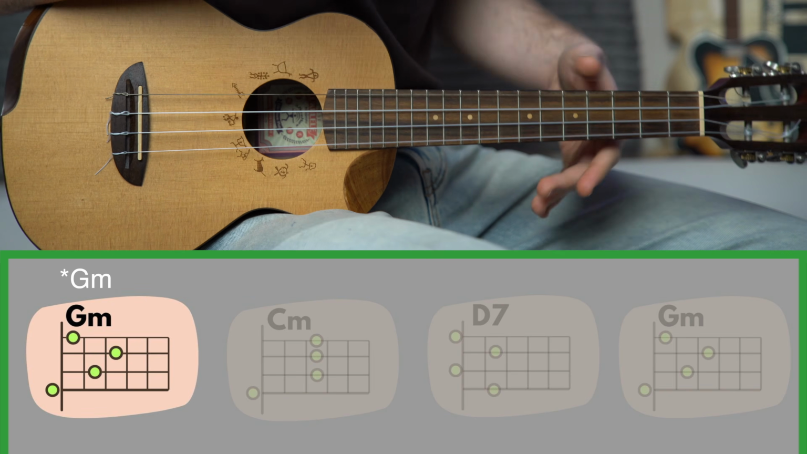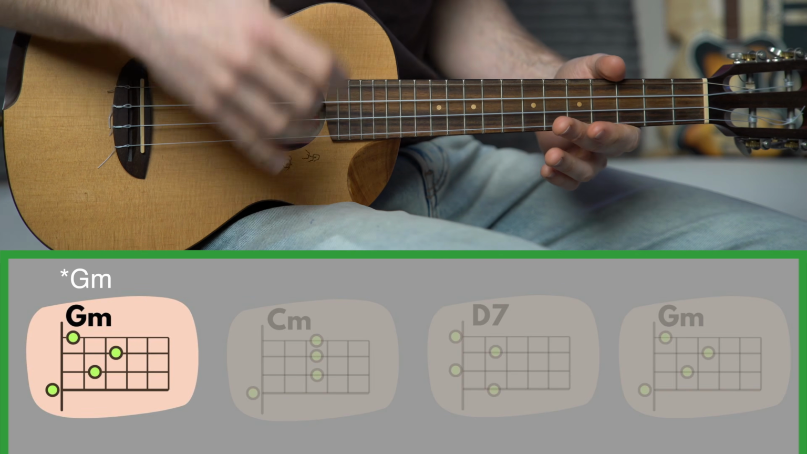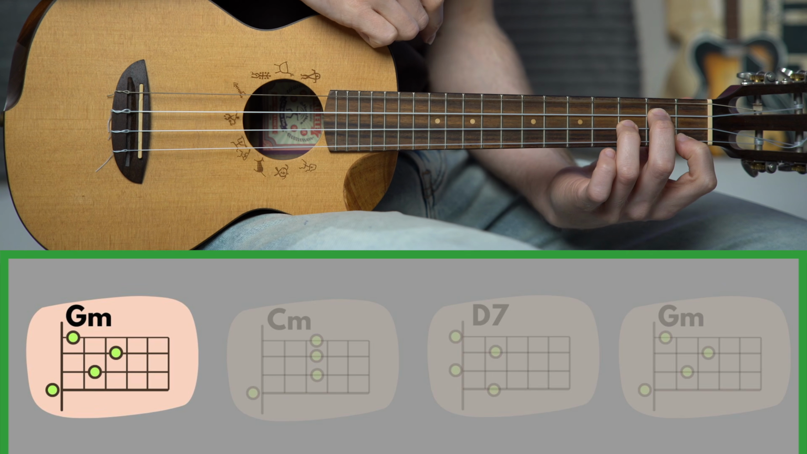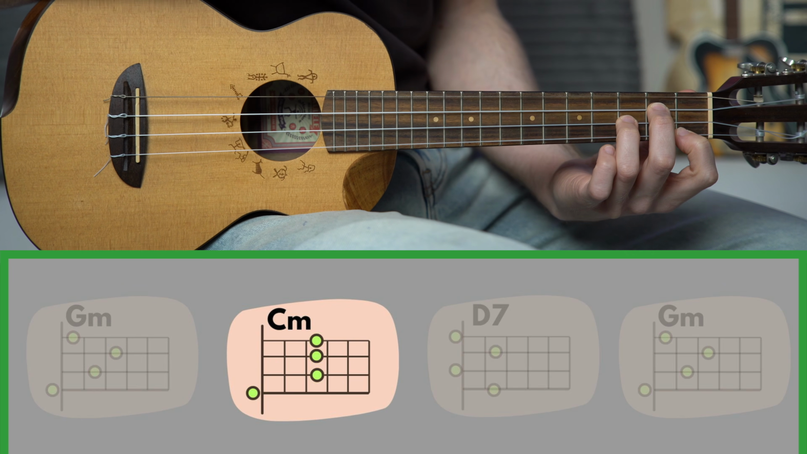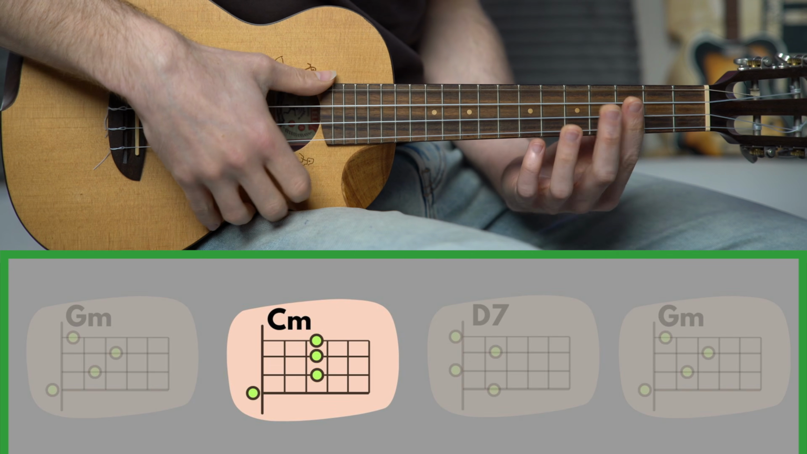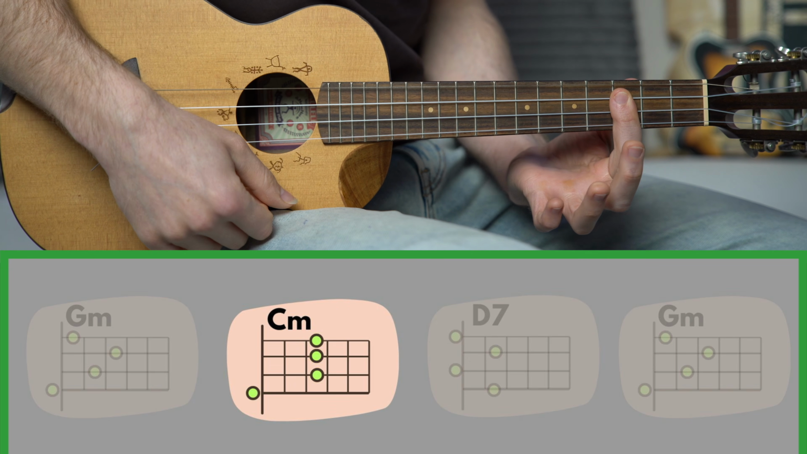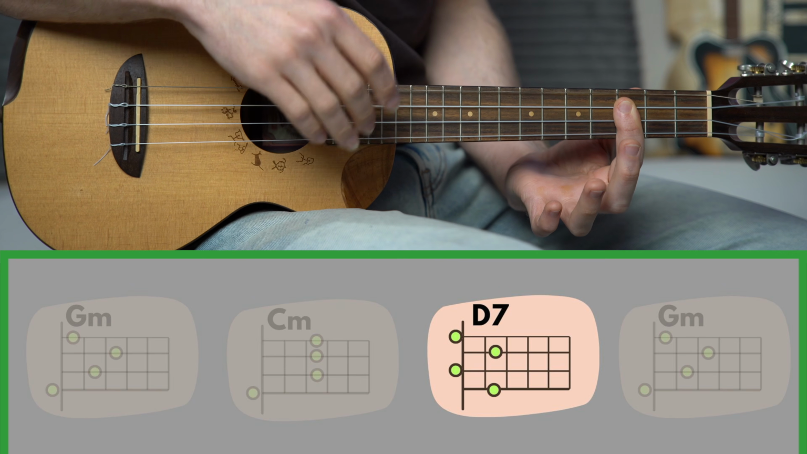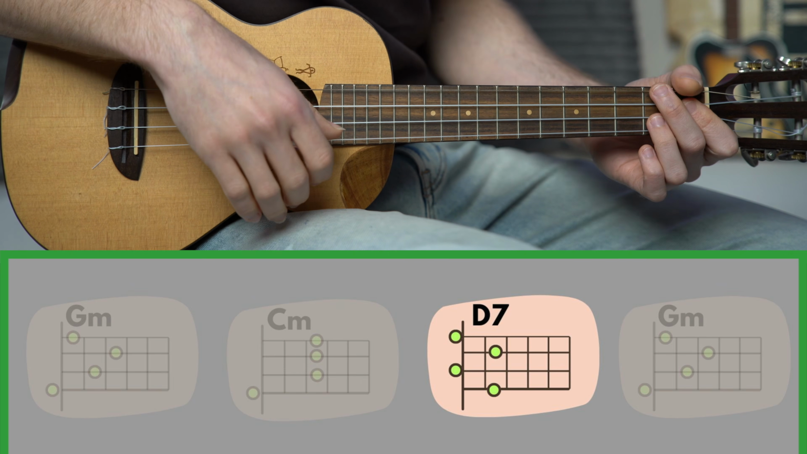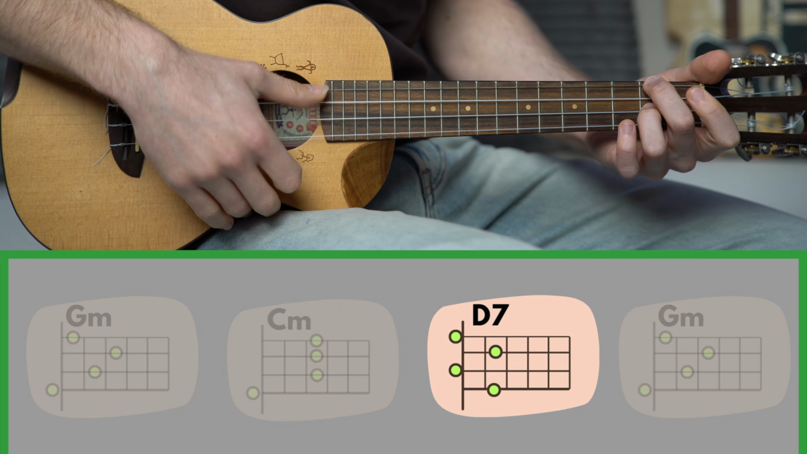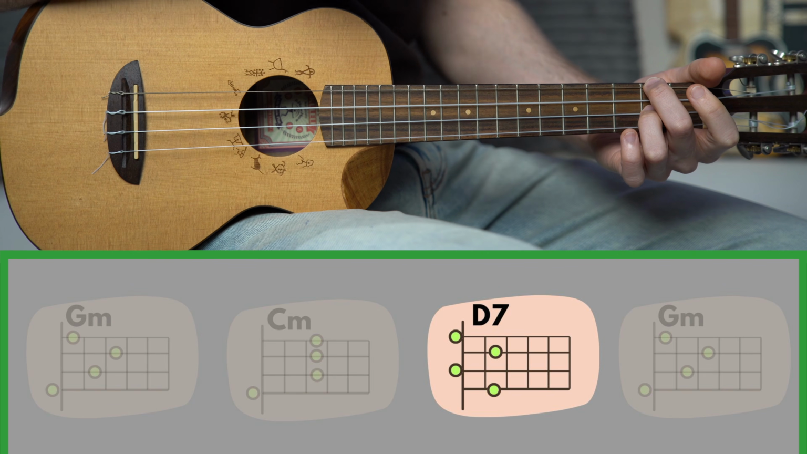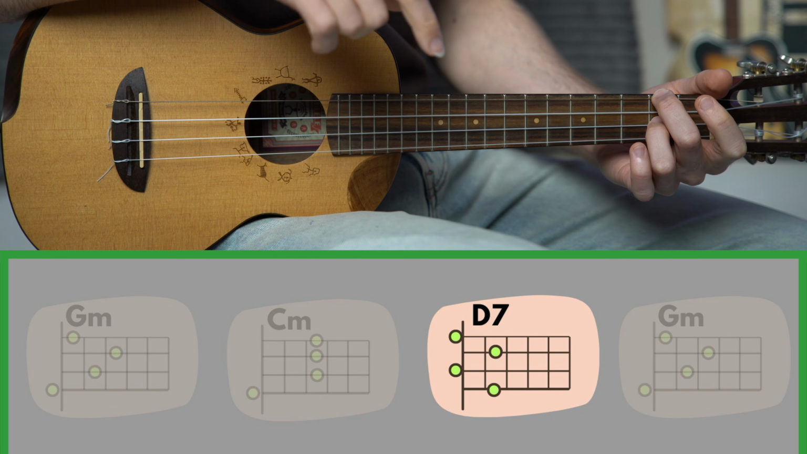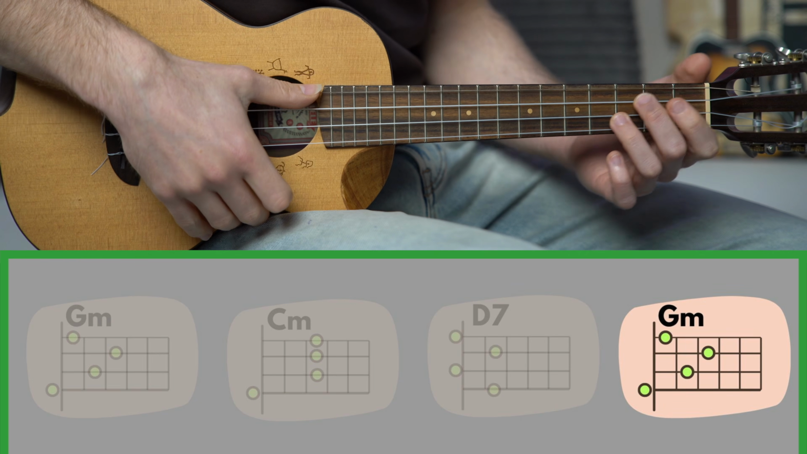Chord number 1, D minor, beautiful and dramatic. 0, 2, 3, and 1. Chord number 2 is C minor. It's a bar chord. 0, 3, 3, and 3. Chord number 3, we have the beautiful D7 chord. 2, 0, 2, and 0. Super simple to memorize. And back to the G minor.